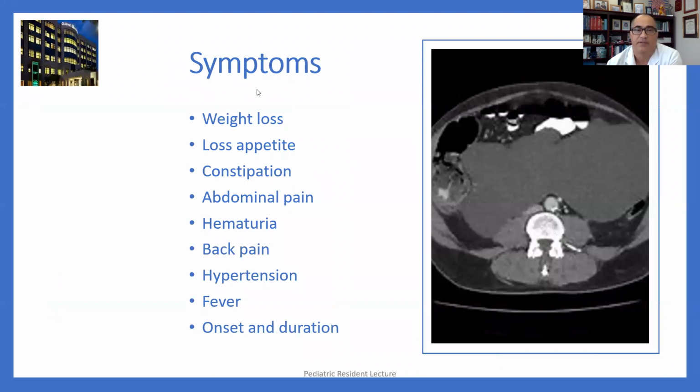So what are the symptoms? Symptoms can be anything from weight loss. Obviously, with long-term tumors, a mass affecting the abdomen will make the kid stop eating and lose weight. Loss of appetite, constipation, abdominal pain, all of these are so vague in terms of symptoms that none of them is really going to give you the idea of a mass unless we palpate it. Hematuria, unless it's related to infection, can tell us a little bit about the potential for a kidney tumor.